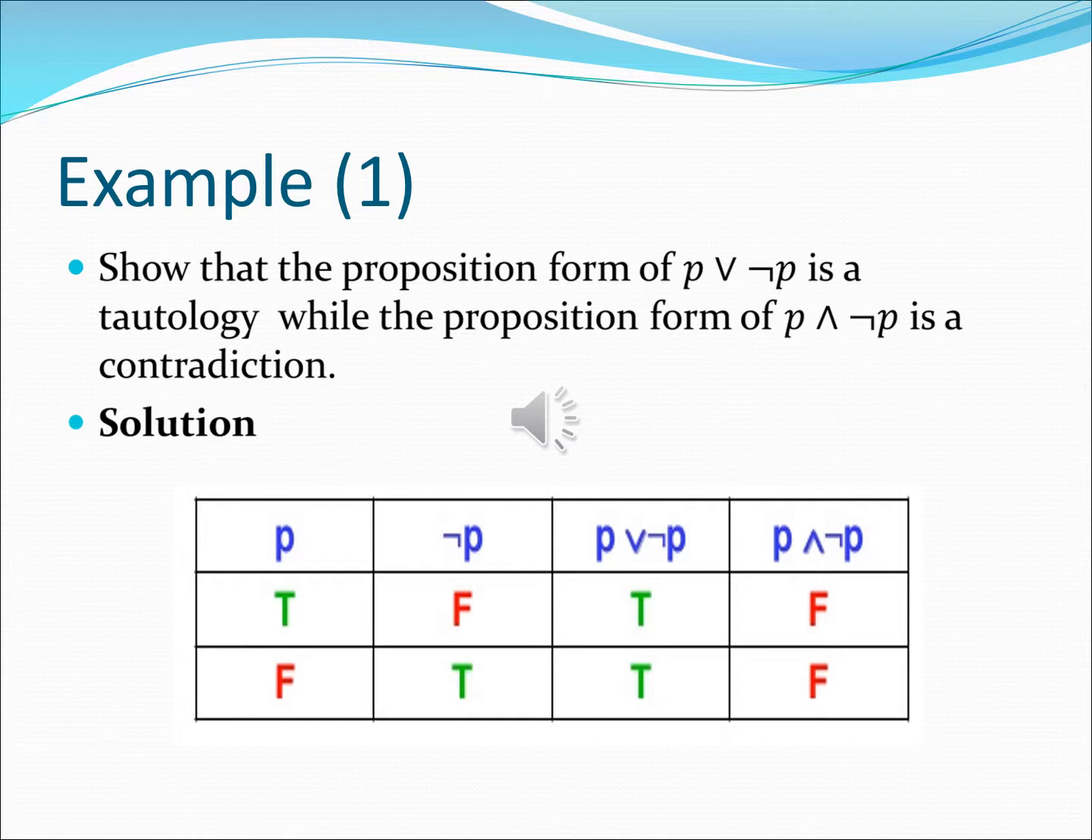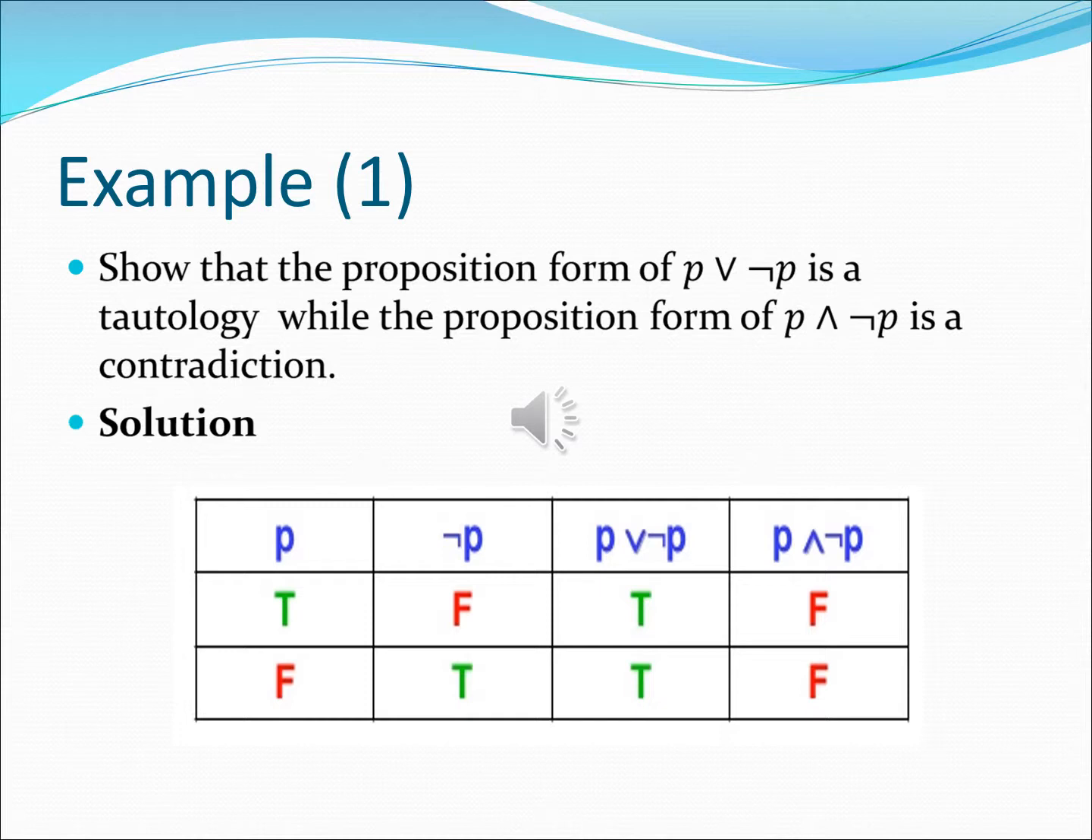Example 1. Show that the proposition form of P or negative P is a tautology, while the proposition form of P and negative P is a contradiction. I have two ways of proving an argument. I can either use a truth table or I can use some rules that we will see later on. With these rules we can prove that an argument is a tautology or a contradiction.